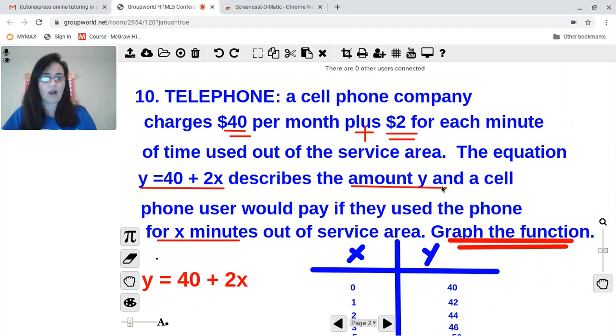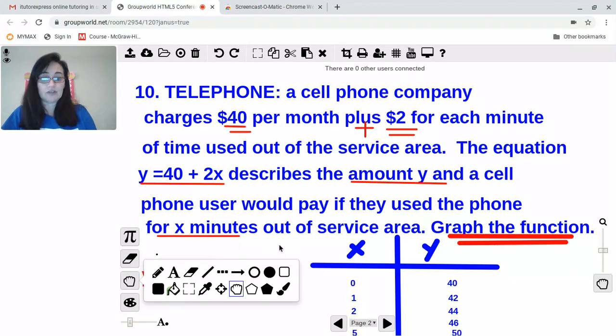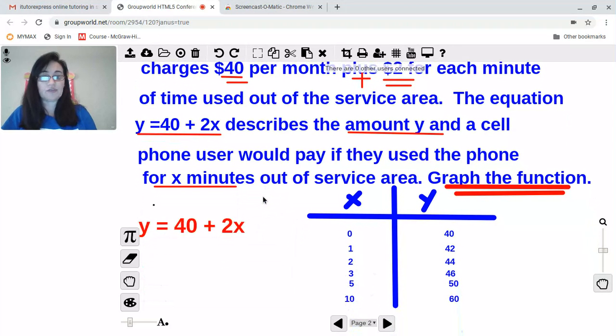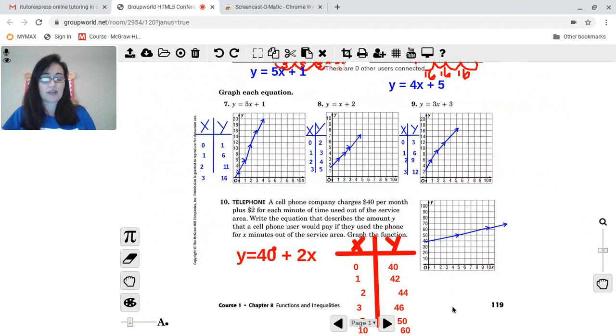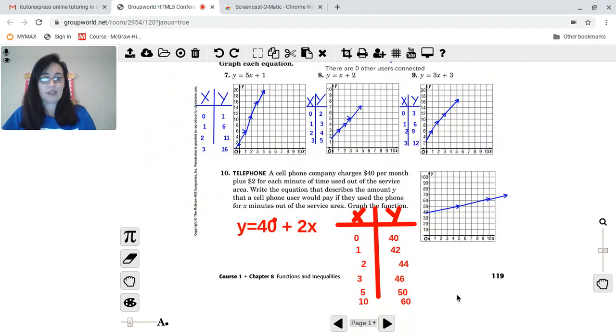It describes the amount y a cell phone user would pay if they use the phone for x minutes of the service. Graph the function. That's all we've got to do. So graphing the function, we've got to use the formula for 0, 1, 2, 3, and they want to know 5 and 10. So there they are. You go 40, 42, 44, 46, 50, and 60. When you're done with that, you put your answers in your worksheet and you're done.